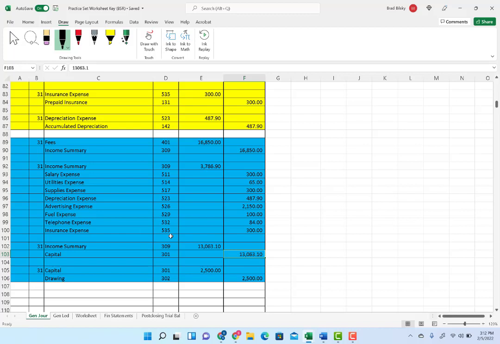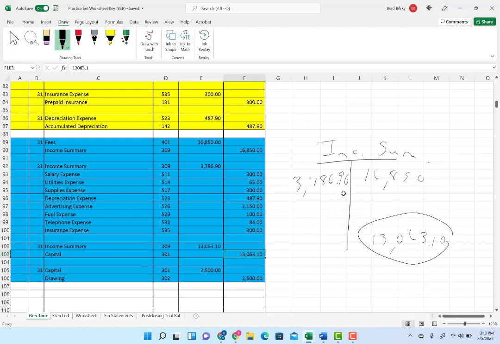We're gearing up to do this third entry. Well, the third entry means we have to close out income summary, so I've got to figure out what's in there. If I make a little T account, just another way of doing it, let's say this is the income summary account. We had a credit of 16,850 and a debit of 3,787.90. If I foot the account, remember footing means to add the debits and credits, I have more credits than debits. So in total, I have 13,063.10 in income summary.